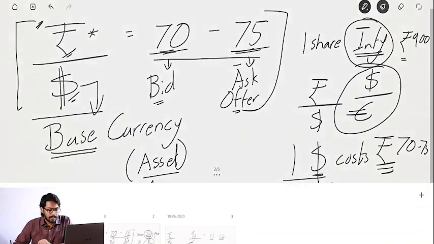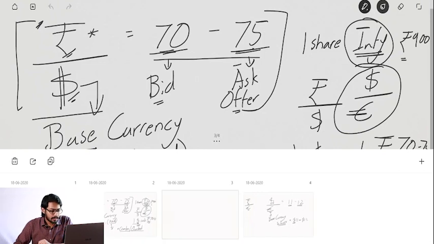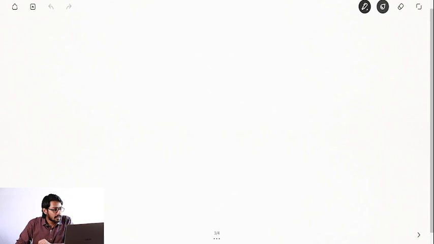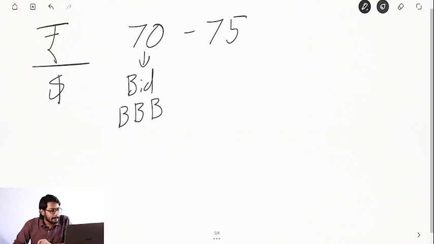Let's have a look at that. Rupee by dollar, 70 or 75. 70 is called the bid rate. Remember, B: the banker buys at bid rate. This is the rate at which you are buying currency. The banker, who is buying? Not you. The banker will buy.